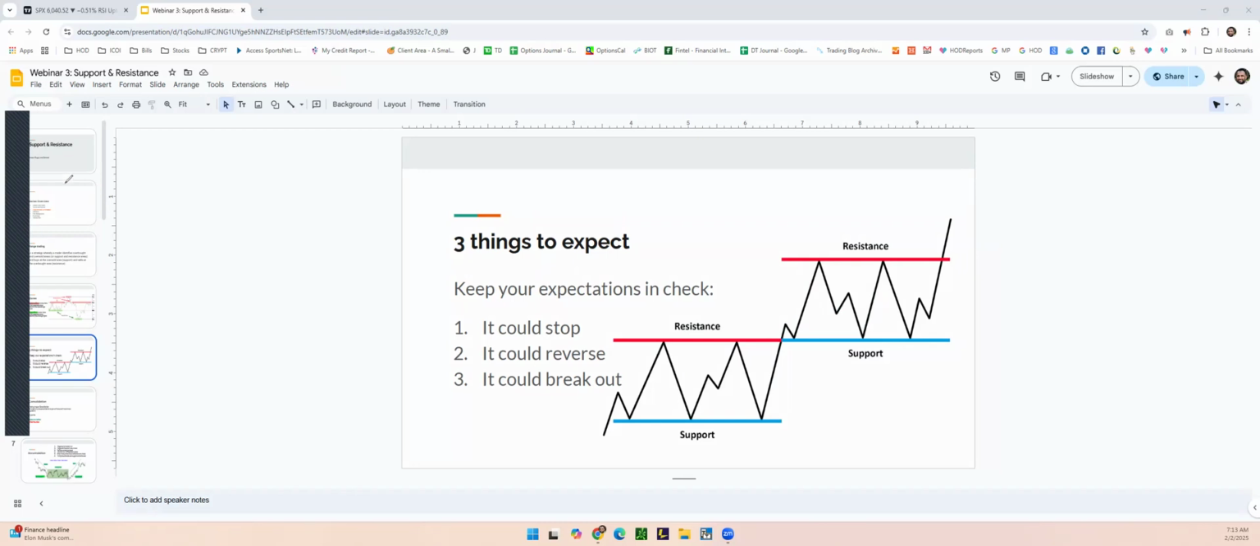All my trades, I always use support and resistance. And I'll show you exactly how to draw those lines out today, or the zones, of how to create these support and resistance areas so you can enter and exit with a little more confidence.